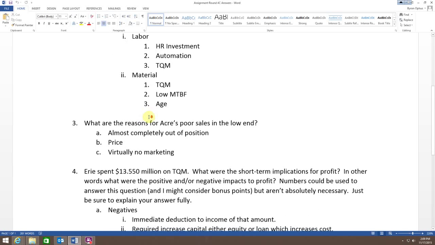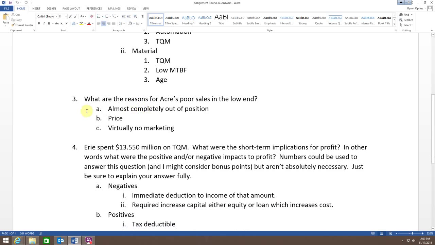3, what are the reasons for Acre's poor sales in the low end? Almost completely out of position.